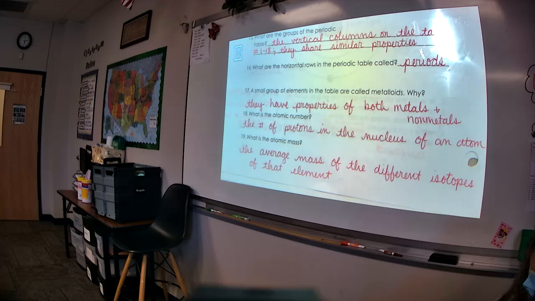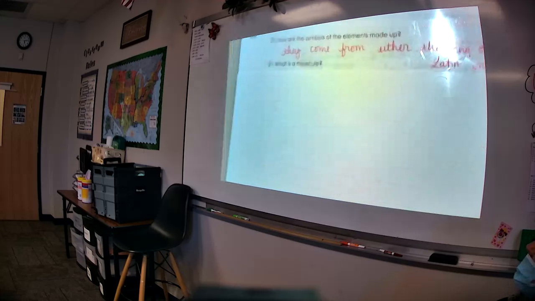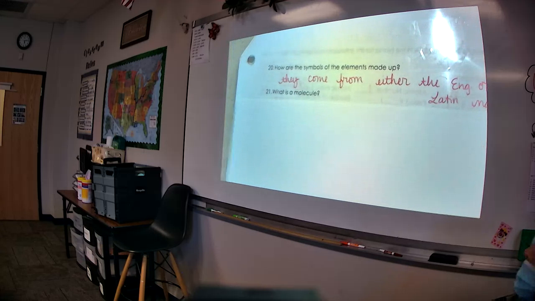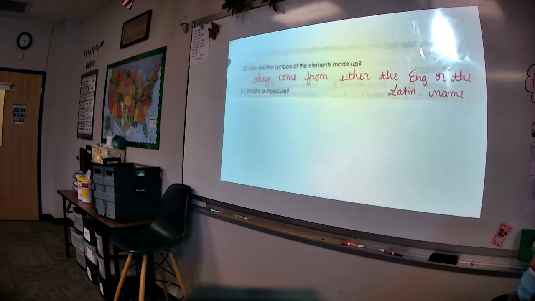Connor, help him out. The Latin name. Good. The symbol comes from either the English or the Latin name. Gold is one that comes from Latin, Au. Silver is one that comes from Latin, Ag.